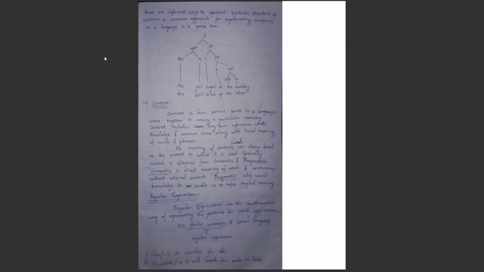Using this parse tree we decide whether a particular English sentence is grammatically correct. There are different ways of building sentences. A common approach for representing sentences in a language is a parse tree. For example, you are able to see this is how we write the parse tree in NLP.